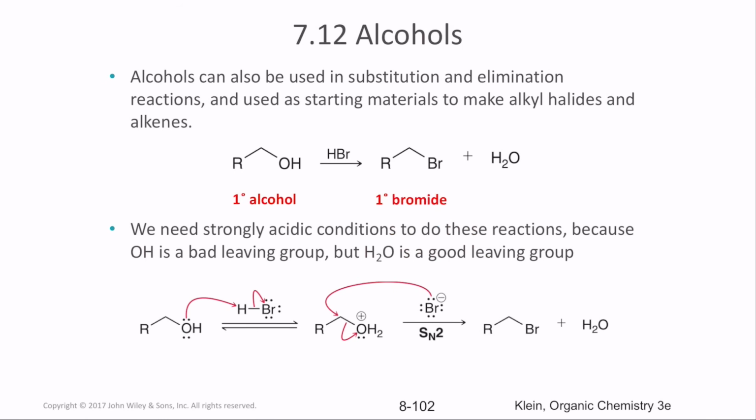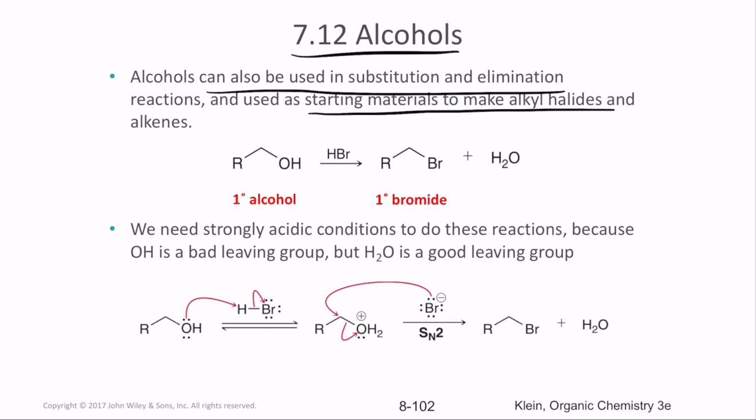Next, let's talk about the final one, alcohols. Alcohols can also be used in substitution and elimination reactions, and they can also be used as starting materials to make alkyl halides and alkenes. So when you use a primary alcohol and combine it with any hydrohalic acid, it creates an alkyl halide and water.